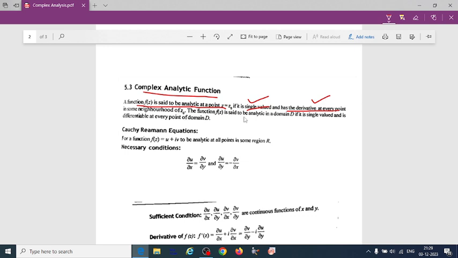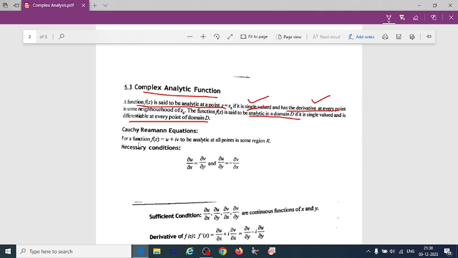The function f of z is said to be analytic at point z equal to z naught if it is single valued and has a derivative at every point in the neighborhood of z naught. Otherwise, we can also define that the function f of z is said to be analytic in domain D if it is single valued and differentiable at every point of domain D. Nothing but regular. So the Cauchy-Riemann equations tell whether the function is analytic or not.